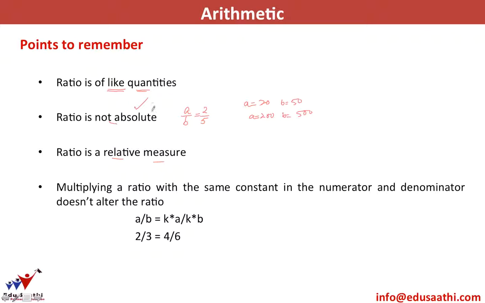Another thing that you need to keep in your mind is multiplying a ratio with the same constant both in the numerator and in the denominator does not alter the ratio. So if you have some ratio A over B, and you multiply the numerator and denominator with the same constant, the numerical value of the ratio does not change. So if you have 2 by 3 and I multiply it with 2 in the numerator and denominator, it becomes 4 by 6. Technically, 2 by 3 and 4 by 6 represent the same thing.